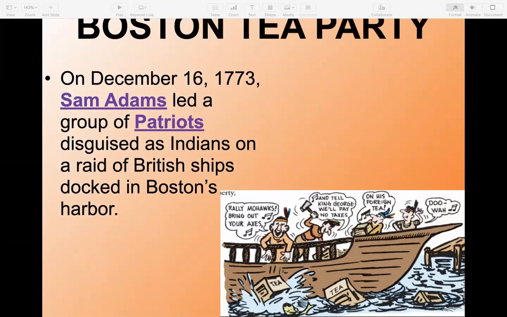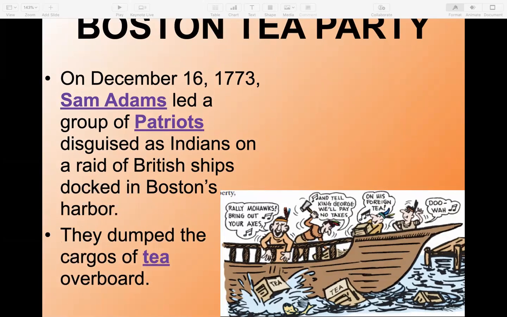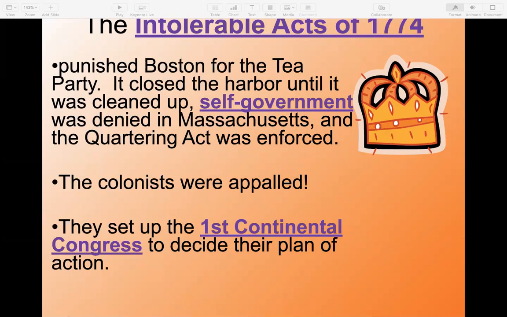Boston Tea Party. On December 16th, 1773, Sam Adams led a group of patriots disguised as Indians on a raid of British ships docked in Boston's harbor. They dumped cargoes of tea overboard.